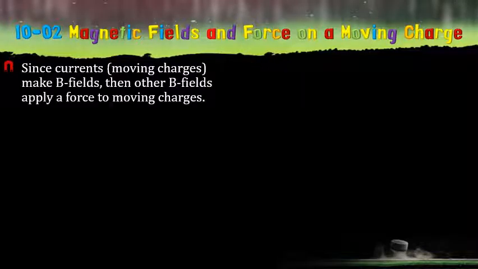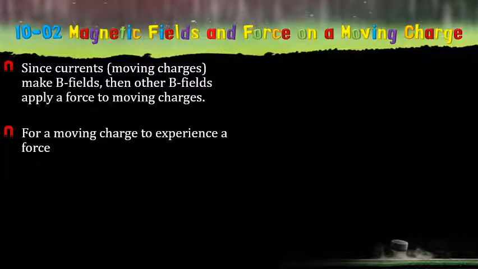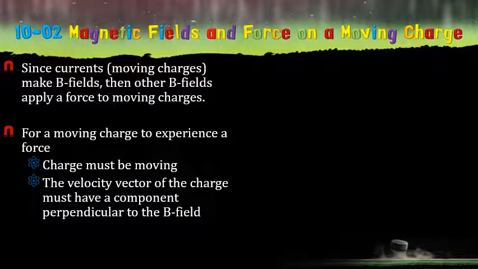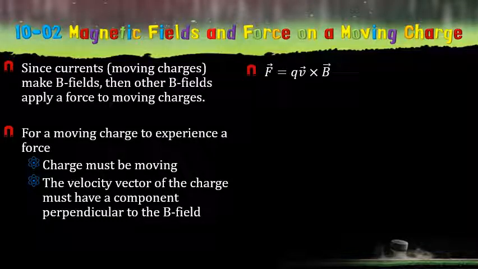Since currents, which are moving charges, make magnetic fields, other magnetic fields apply a force to a moving charge. For a moving charge to experience a force, the charge must be moving. The velocity vector of the charge must have a component perpendicular to the magnetic field. And the formula, the little arrows above are indicating they're vectors: the force vector equals the charge times the velocity vector, cross product with the magnetic field vector.